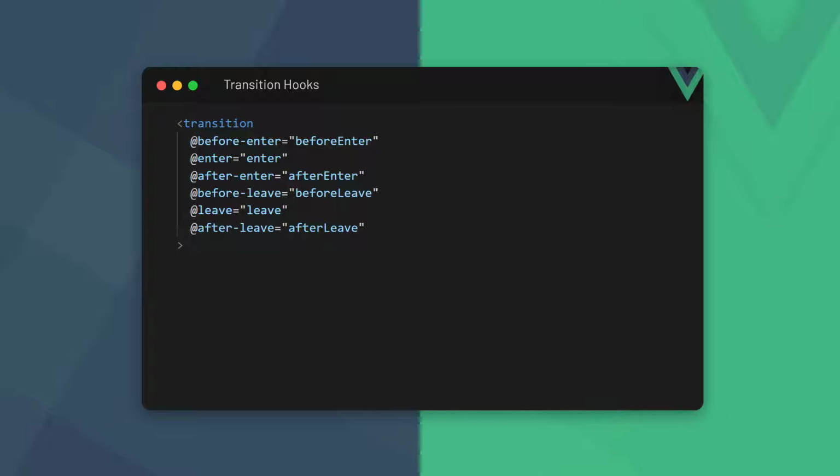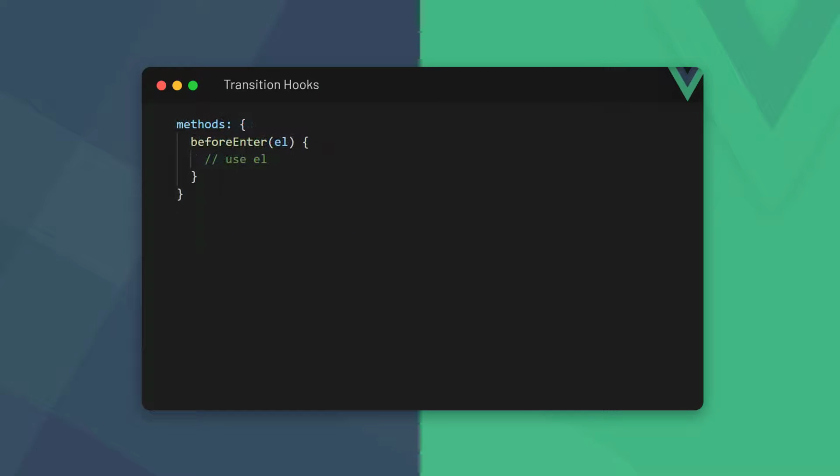behavior. These hooks are similar to the transition classes, in that we have access to enter and leave states. The hooks can be used on the transition component and take a function as value. We can name the function whatever we want, but it's convention to name them the same as their hooks, but in camel case. The hook function automatically has access to the element that's being transitioned as its first parameter.